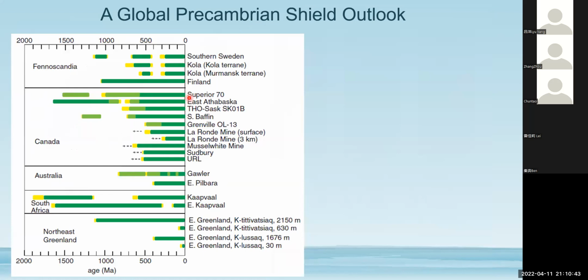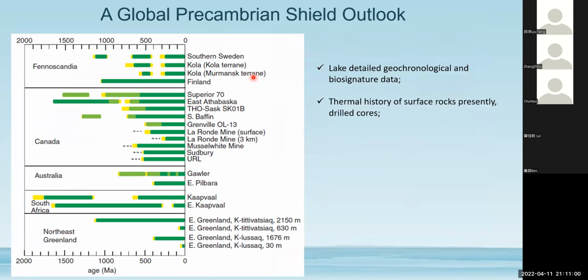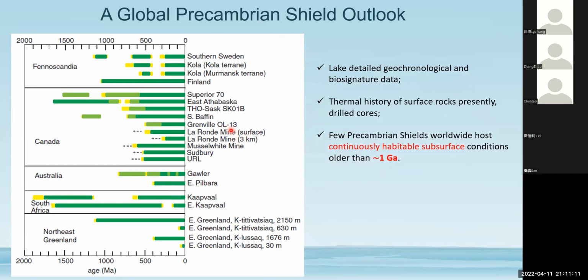Last but not least, it also gives a global look at different cratons. For most of the cratons, detailed geochronological and biosignature data are limited, so they use surface rocks and geologic cores to draw conclusions about the habitability of these different cratons. And we can see that for most of the cratons worldwide, few have continuous habitability of the deep biosphere older than 1 billion years ago.